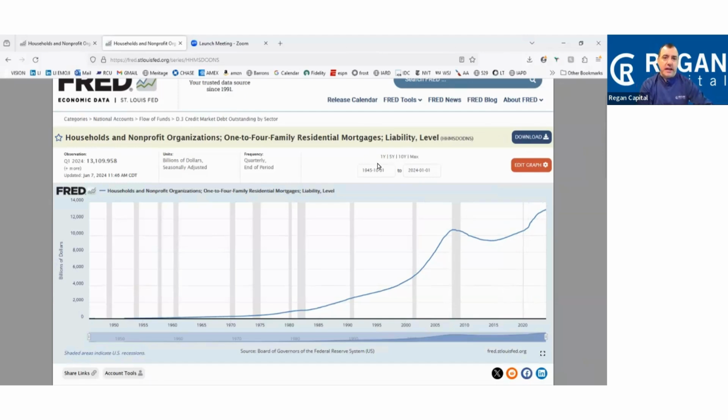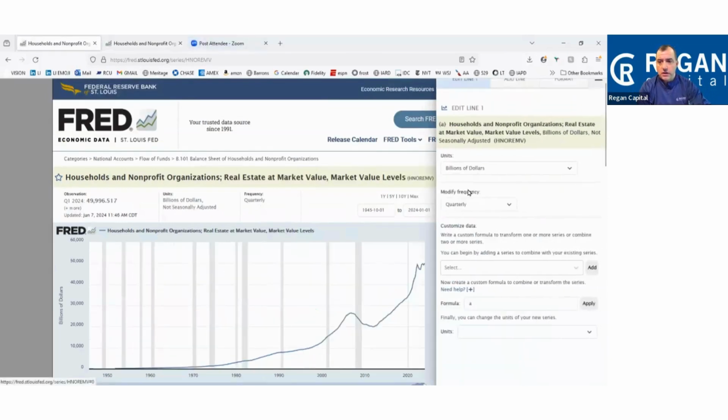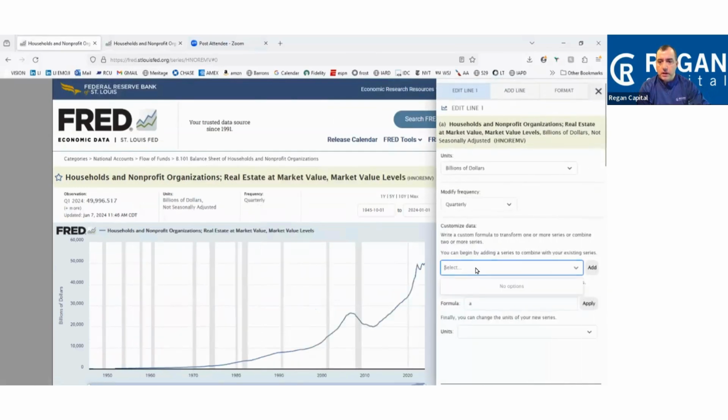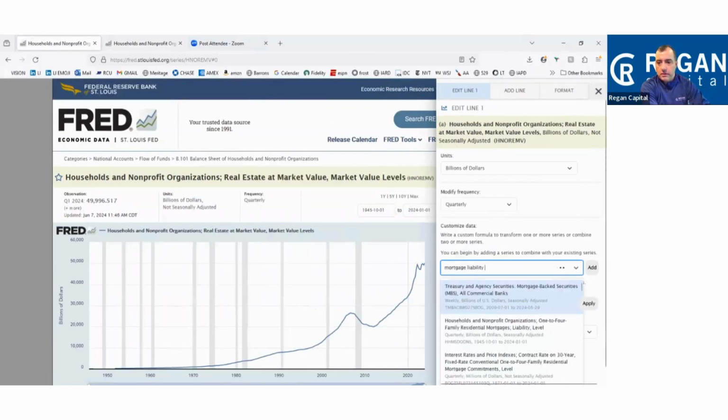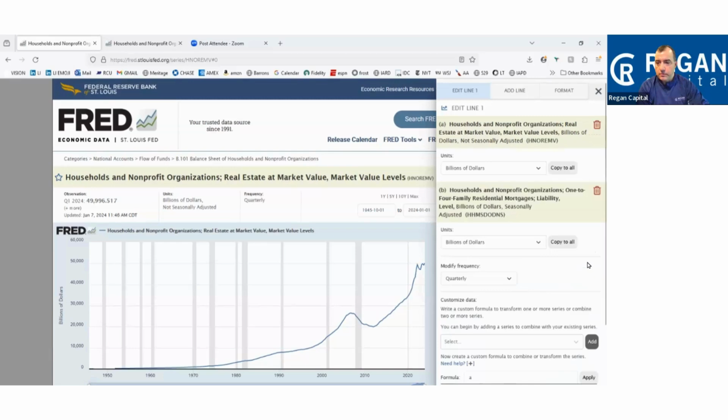So how much home equity does that leave us? You could search the FRED website. I wasn't able to actually find it. So what we can do is derive it, okay? I'm going to take this chart here. I went to edit graph. You can search, I'm going to search mortgage liability level. That's going to bring me to this here. I'm going to add that chart.